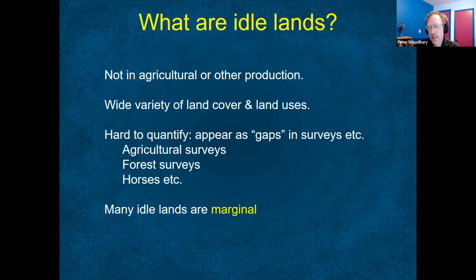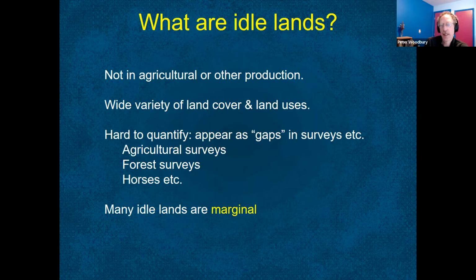It's hard to get a handle on these lands because they are the gaps in many surveys. If they're not in agricultural production, they're not really going to get picked up in the agricultural surveys. And if they're not forest land, even if they might have some young trees on them, they may not be picked up in forest surveys. There was a survey in New York State of land used for horses, and it was found to be more than 1 million acres.